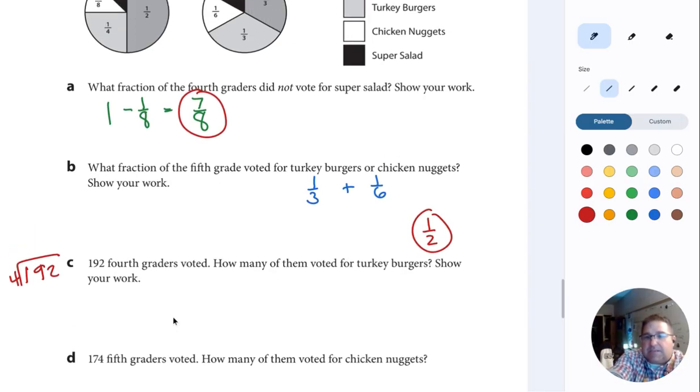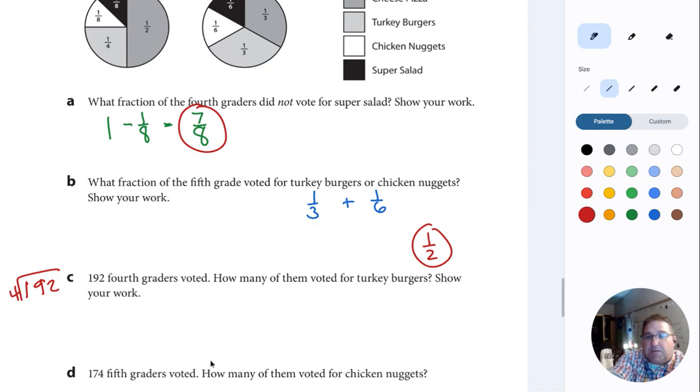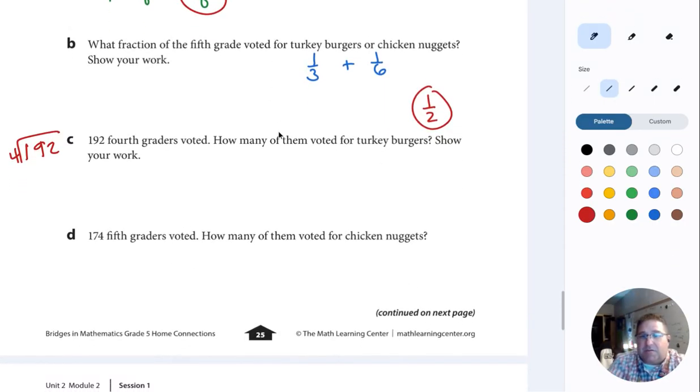Now, if 174 5th graders voted, how many of them voted for chicken nuggets? Well, chicken nuggets was 1/6. So out of the whole 174, we're going to find 1/6 of that. So again, very similar. We're going to do 174 divided by 6. Okay? So figure that out, see what you get there.